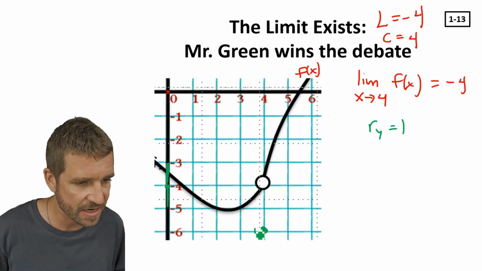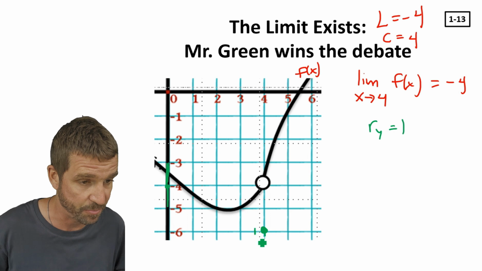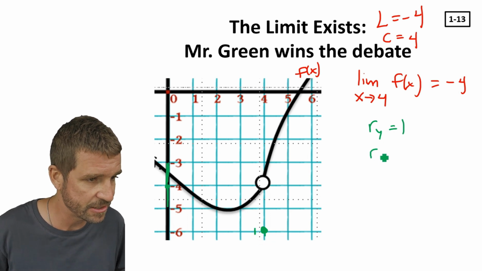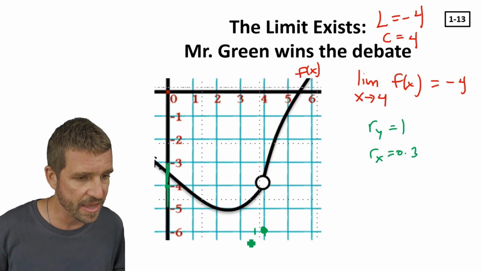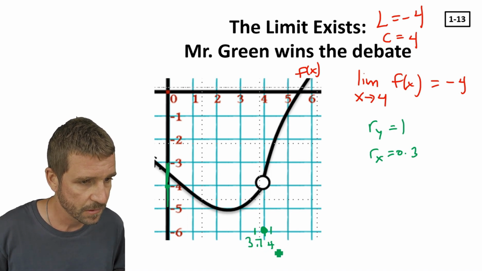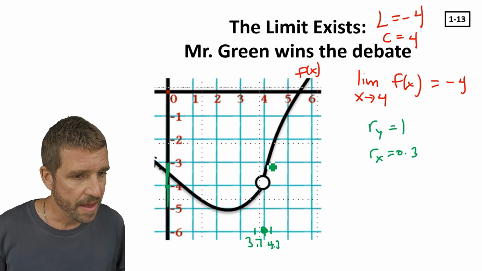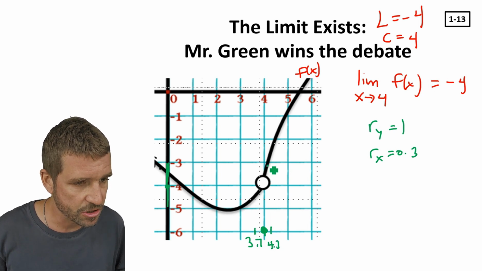Let's say that he gives, I don't know, 0.3. Okay, so let's say he says, okay, r sub x equals 0.3. So that means we're within 3.7 and 4.3. Let's say that 4.3 corresponds to this, and 3.7 corresponds to this.